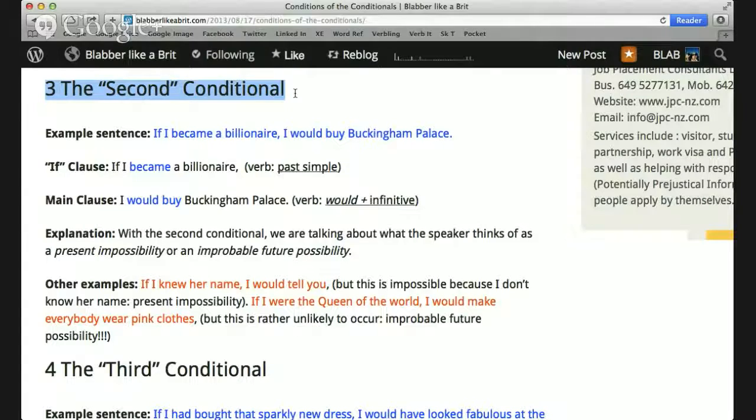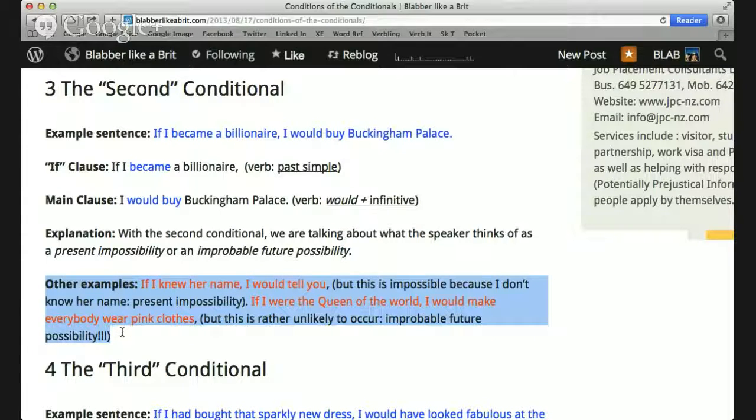Great reading. Okay, I will ask now Mook. Mook, could you please read the other examples for us? If I knew her name, I would tell you. But this is impossible because I don't know her name. Present impossibility. If I were the queen of the world, I would make everybody wear pink clothes. But this is rather unlikely to occur. Improbable future possibility. Thank you, Mook.